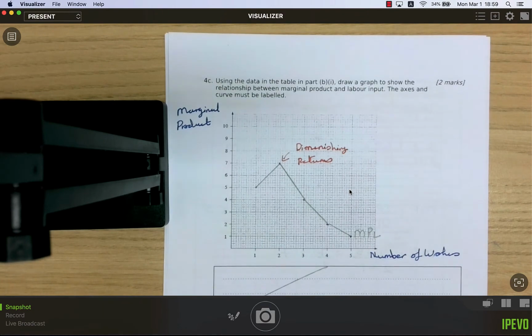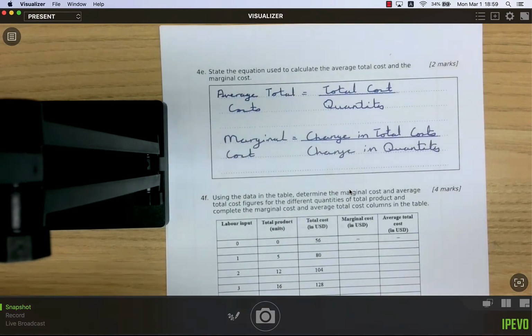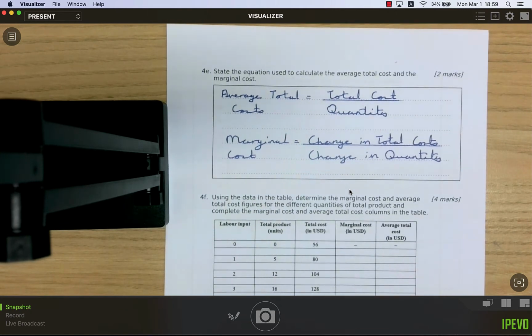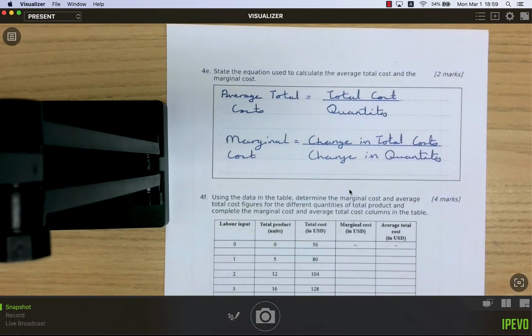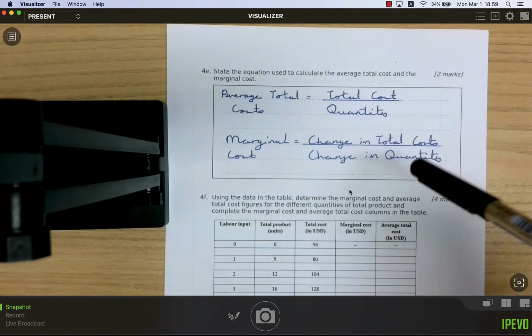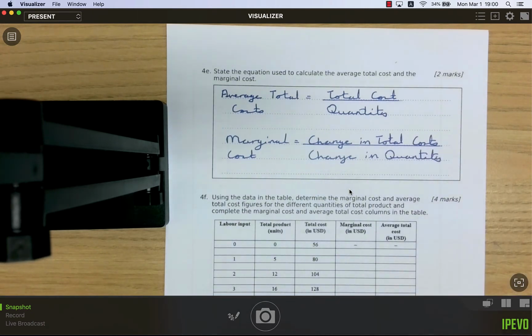Now, what are we on? We were on 4D and now we're on 4E. Let me find out where I am. Excellent. It says state the equation used to calculate average total cost and marginal cost. Well, average total cost is simply total cost divided by quantity. There are many other ones: average total cost equals average fixed cost plus average variable cost. But we'll just stick with the easiest one. And marginal cost equals the change in total cost over the change in quantity. So that's what we have here.